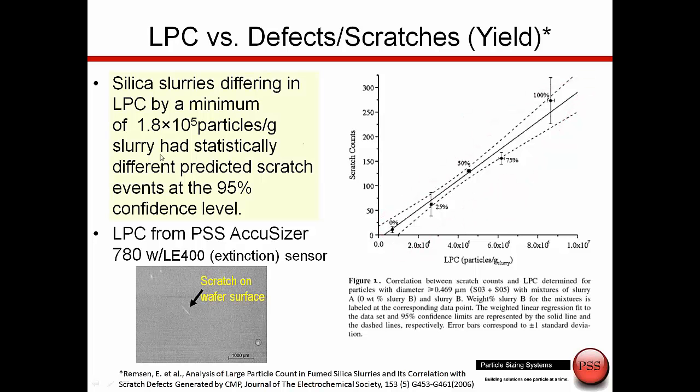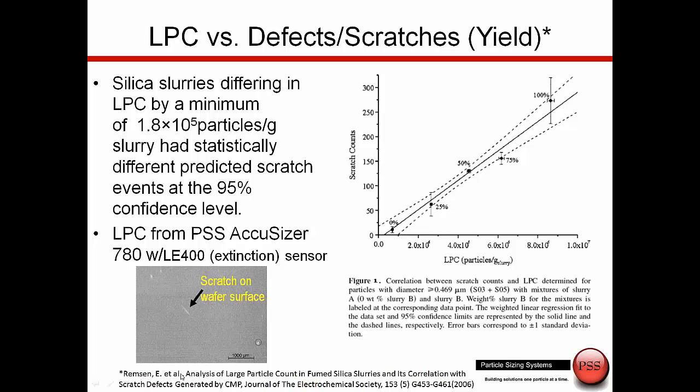As long as there was an increase of about this concentration, almost 2 times 10 to the 5th particles per gram, then there was a very direct linear relationship between the large particle counts and the scratches. This large particle count was collected using our AccuSizer 780. This was using the LE400 sensor, and later in the talk today I will be describing the different sensors and why we've improved that technology along the way.